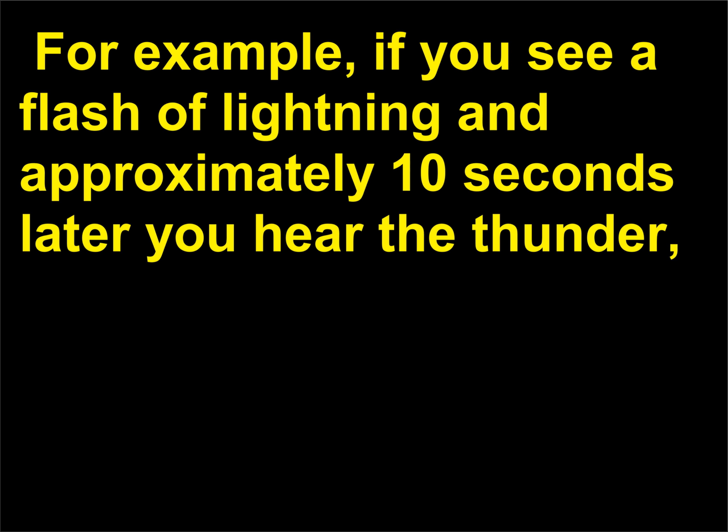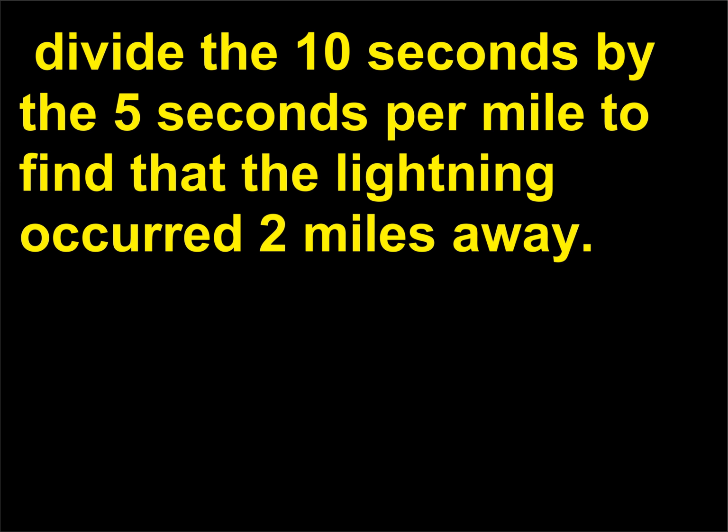For example, if you see a flash of lightning and approximately 10 seconds later you hear the thunder, divide the 10 seconds by the 5 seconds per mile to find that the lightning occurred 2 miles away.